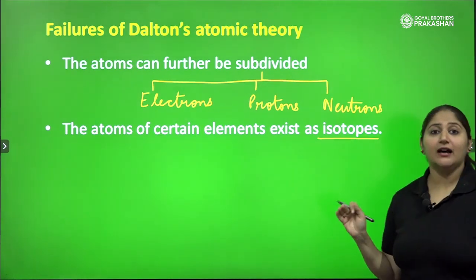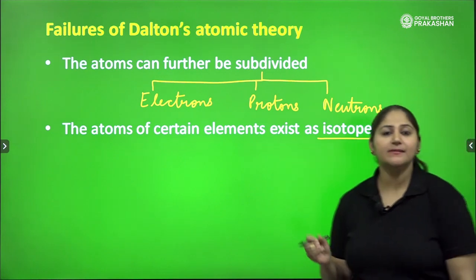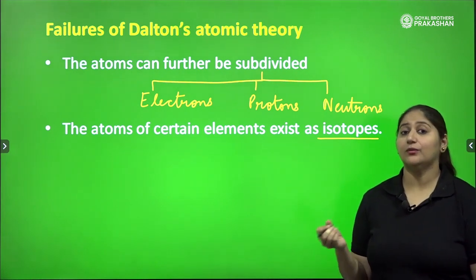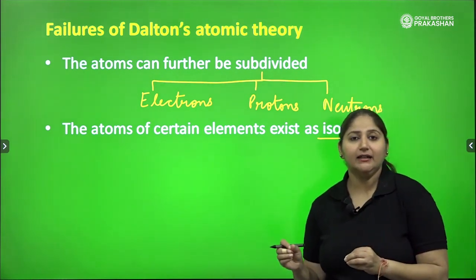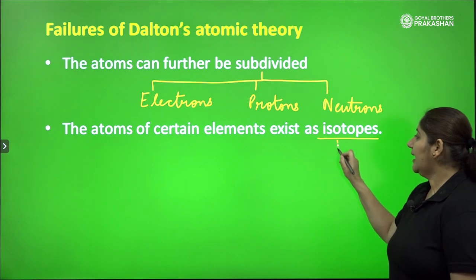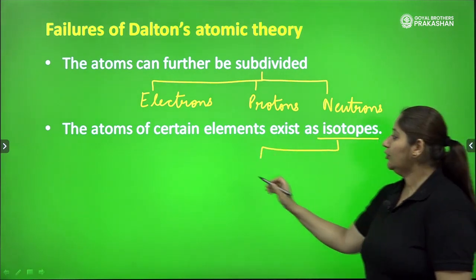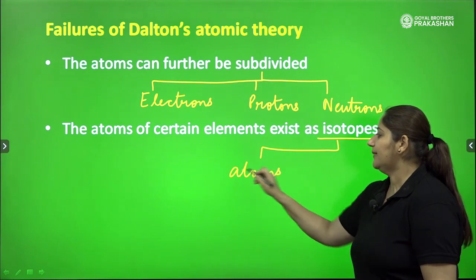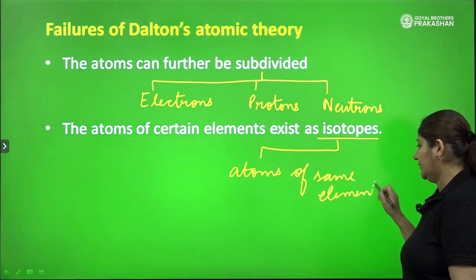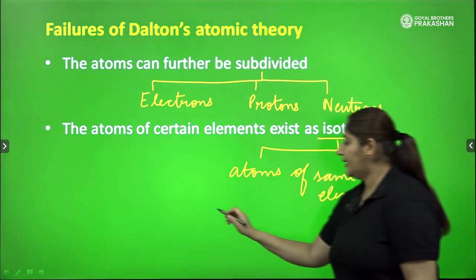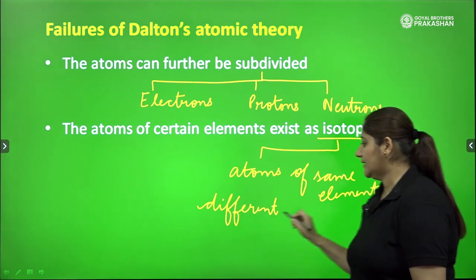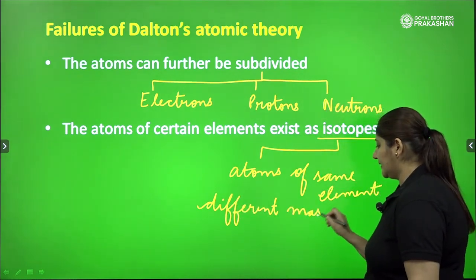So children, what are isotopes? Isotopes are the atoms of the same element, because we were talking about the same element in Dalton's atomic theory. What was the postulate? He said that atoms of the same element must have the same masses, but that's not true. There are atoms which are known as isotopes. Isotopes are the atoms of the same element, but there is a twist. They are the atoms of the same element, but they have different atomic masses. Yes, there is a possibility of different masses.